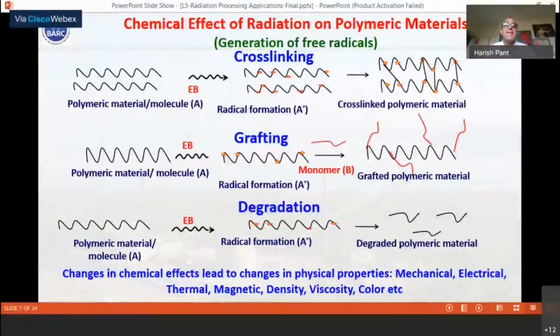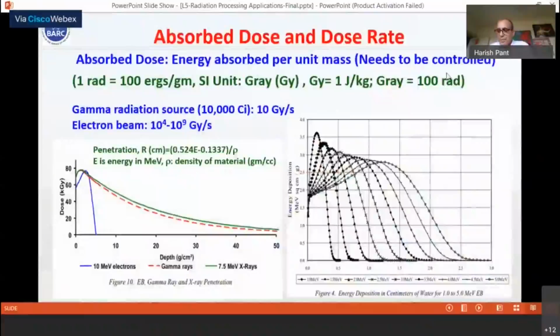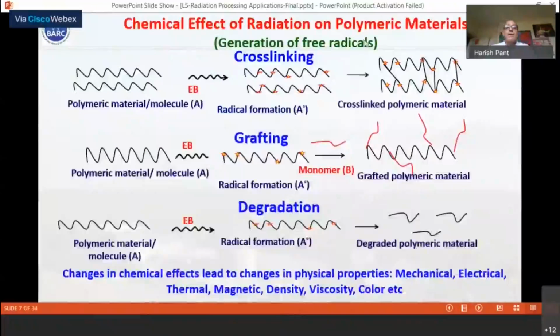Now let us discuss the chemical effect. There are three types of chemical effect. First is cross-linking, and these effects are mainly seen in polymeric materials. When any polymeric material is irradiated, three types of processes take place. One is cross-linking, then there is grafting, and then degradation.